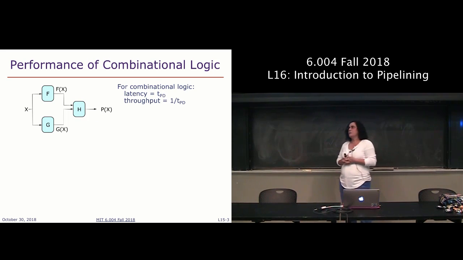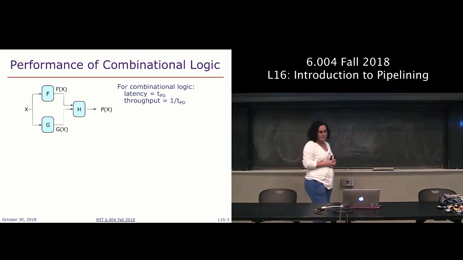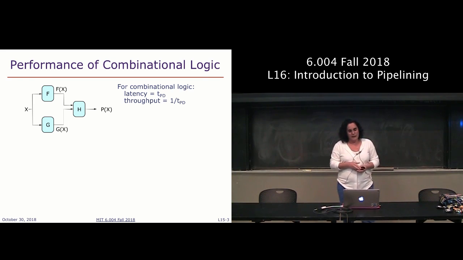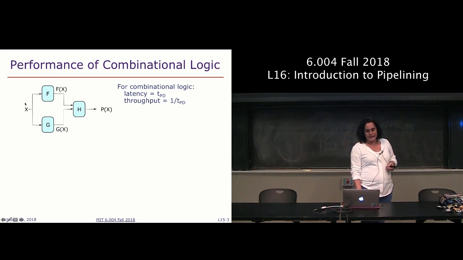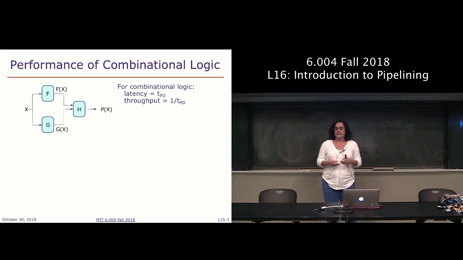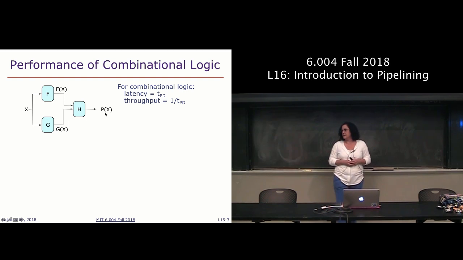All right, so let's start talking about the performance of combinational circuits. We've seen some of this before, and this is a very simple circuit here. We've got an input X, which is being fed into these modules F, G, and H, which are all combinational. First, F and G are going to produce an output based on this input X. And once both of those are done, then H will do something with those two outputs and produce your final output, which we call P of X.